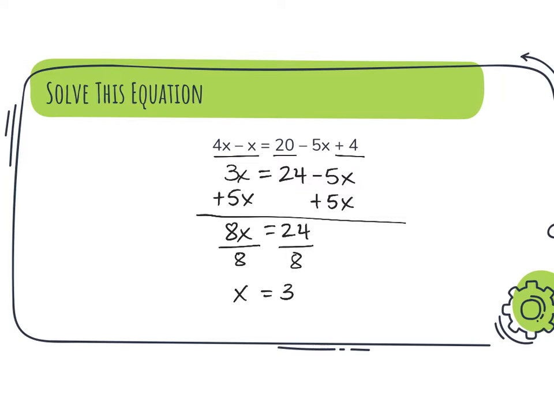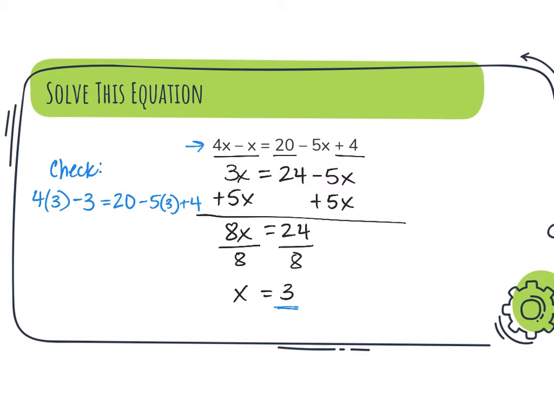Let's do our check right up here. What we want to do is plug our solution back into the original equation. So we have 4, and instead of x, I'm going to plug in the 3 as our solution here, and then minus 3, because I have another x. Any place we see x, we're going to substitute in that 3. So we'll have 20 minus 5, and then we'll plug in that 3, and then plus 4.